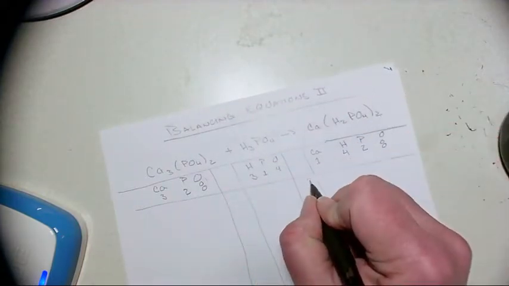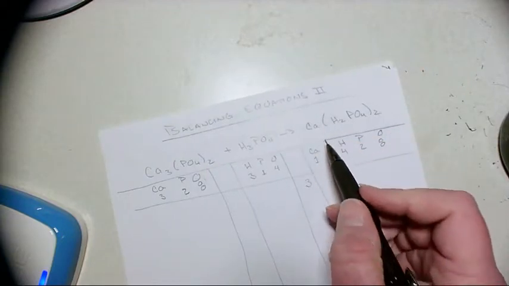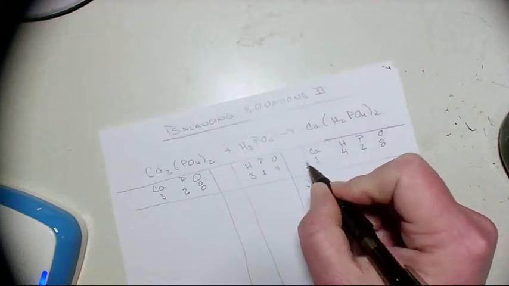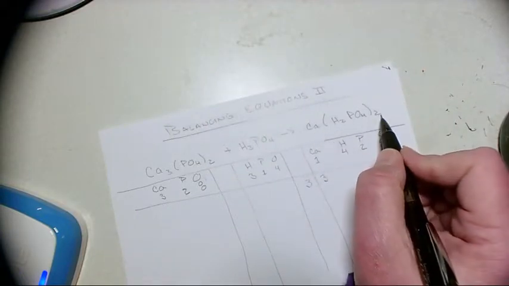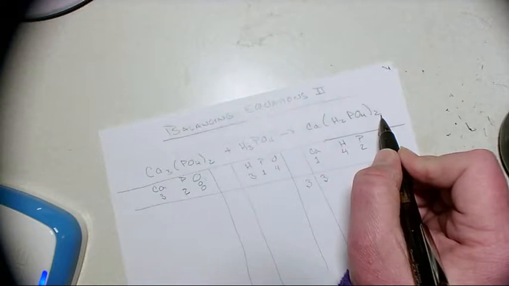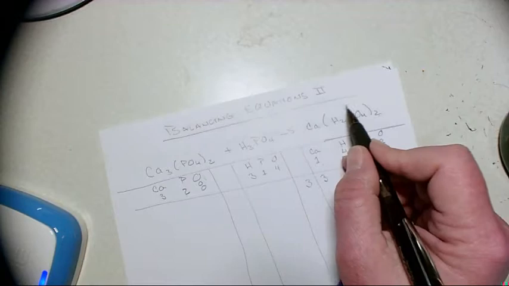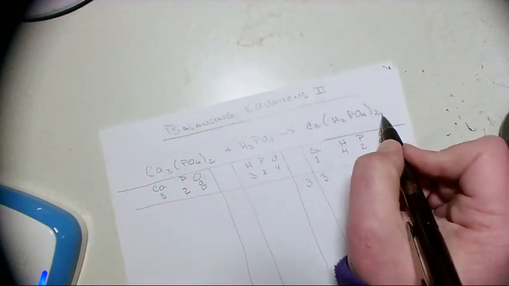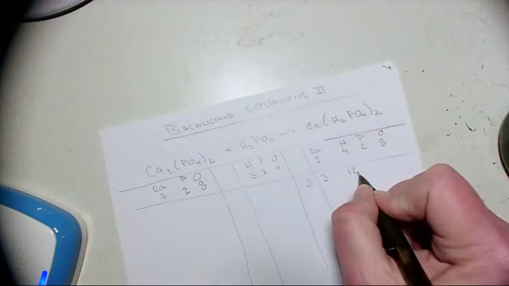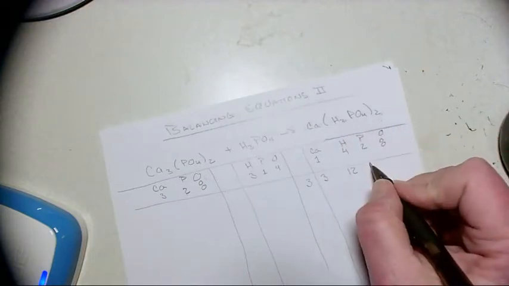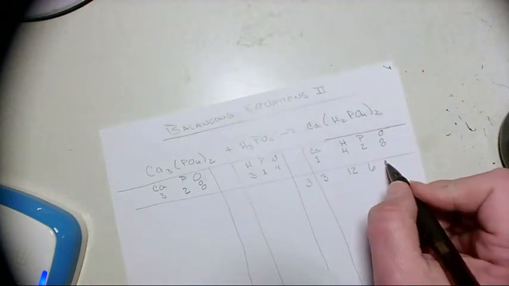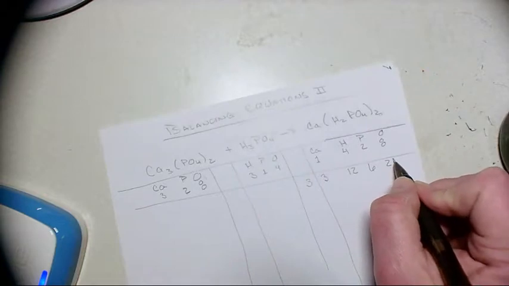Alright, so I'm going to multiply this by 3, and this is going to change everything, right? So it's going to be 3 times this is, 3 times 1 is 3. Now let's come over here. Now I have 3 times 2 of these, so I actually have 6 of this acid. So 6 times 2, I now have 12 hydrogen. 6 times the phosphorus is 6. And 6 times the 4 is 24 oxygen.